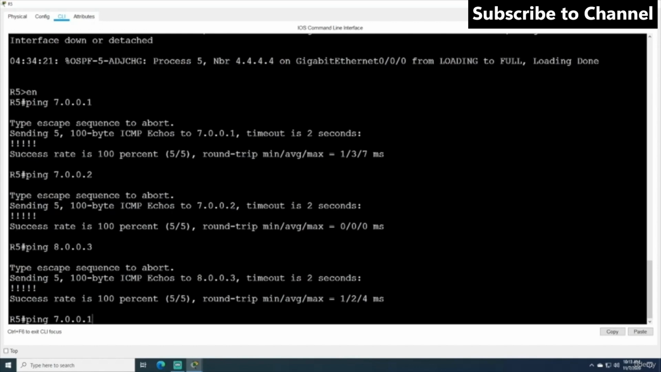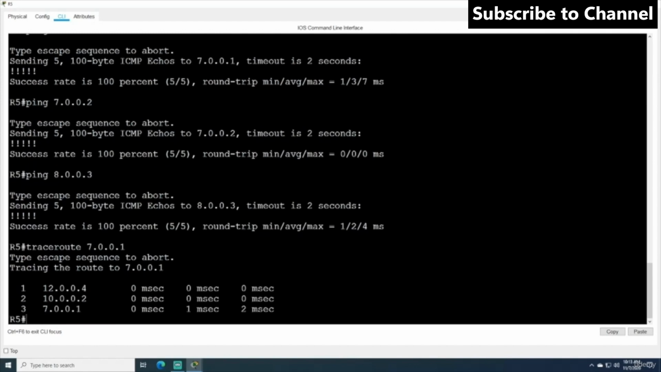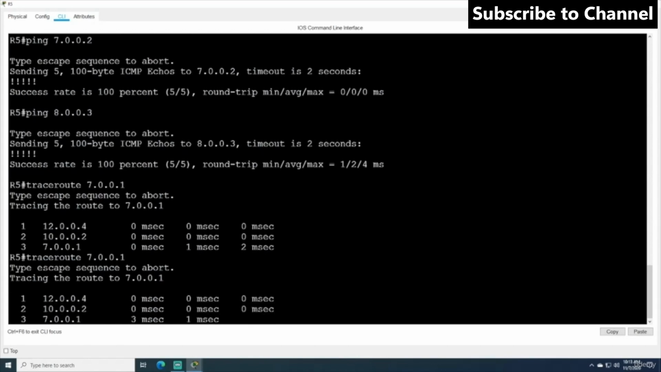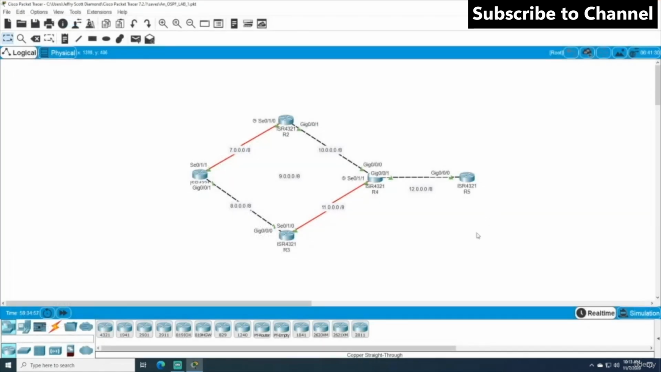Now let's try to trace route to router 1 and see what happens. And we're going at 12 to 10 to 1, and that is correct. Let's do that again and again just to make sure everything is stable and working correctly. And yes, it is.